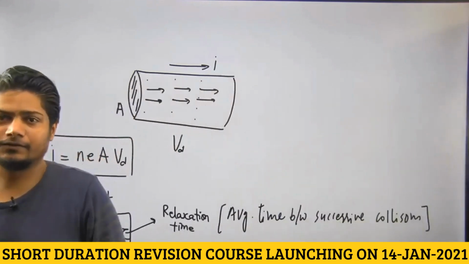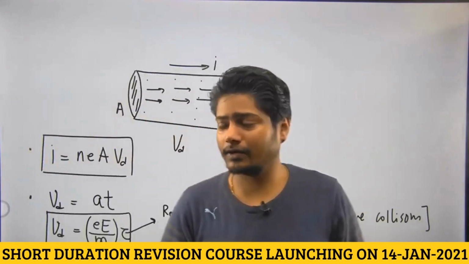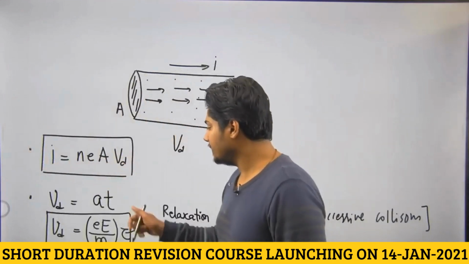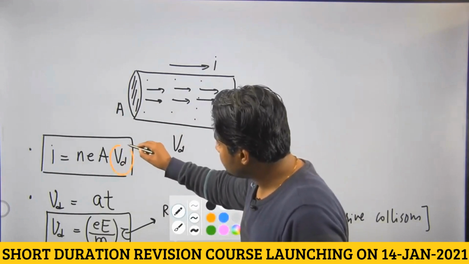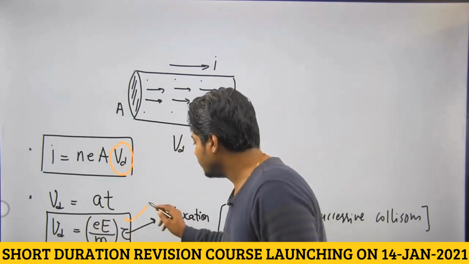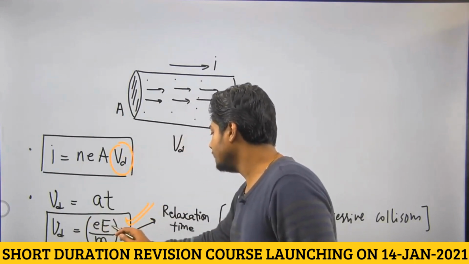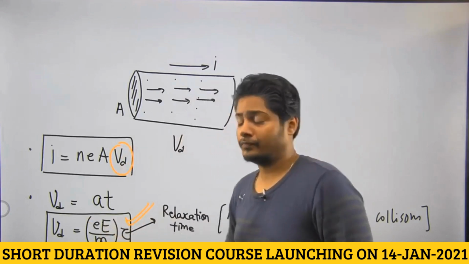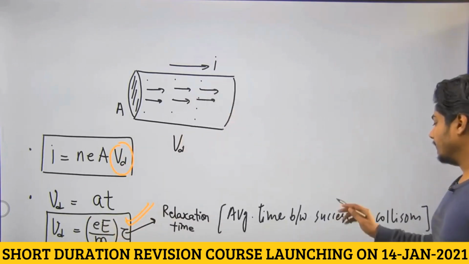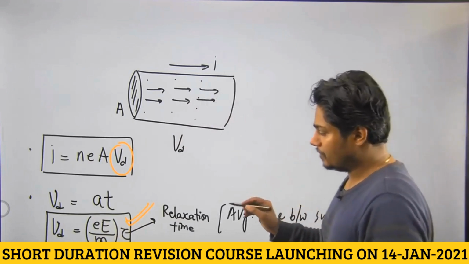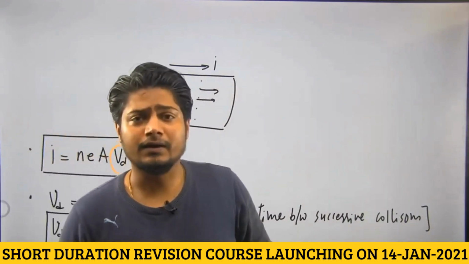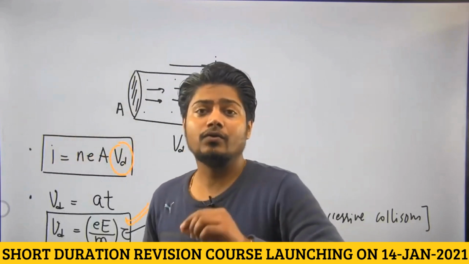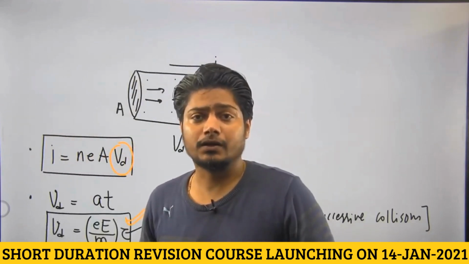So, basically the first formula was dq by dt for current, and the second formula is nEAVd, and in this you can also remember Vd in terms of relaxation time as eE by m into tau. Relaxation time is a constant, independent of the applied electric field. It depends only and only on the temperature of the conducting substance.